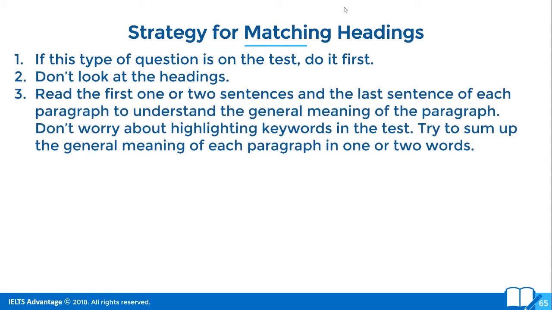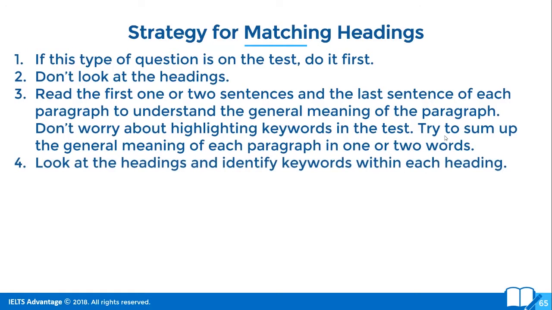Read the first 1 or 2 sentences and the last sentence of each paragraph to understand the general meaning of the paragraph. Don't worry about highlighting keywords. Try to sum up the general meaning of each paragraph in 1 or 2 words. That is the key, okay? It might not be 1 word, it might not be 2 words, it might be 3 or 4 words, but just try and add your own heading to each paragraph. And I'm going to do this for you, so it'll make more sense when I show this to you.